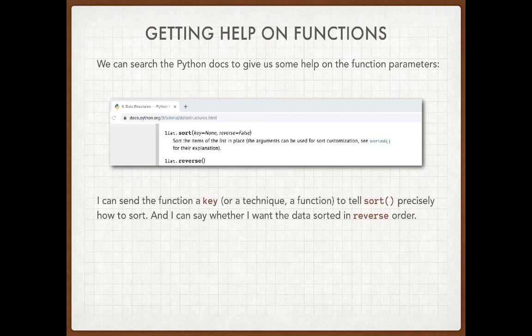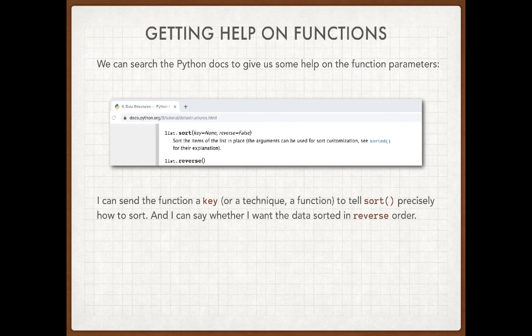So it sorts the items of the list in place. I'll talk about that in a second. And the arguments can be used for sort customization, which is great. So we already sent reverse equals true to the sort method to flip the order.